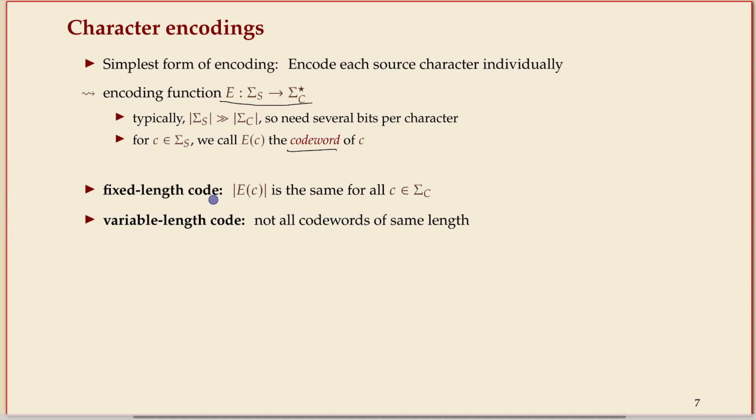There are two types that we distinguish. One where all the code words have the same length, and these are simple to work with because you can compute where exactly the ith character in the coded text starts. But there are also variable length codes that have better compression properties. So we'll look at both briefly.